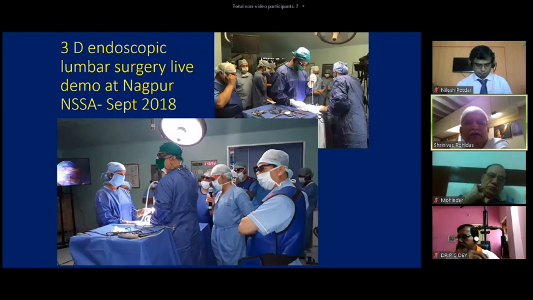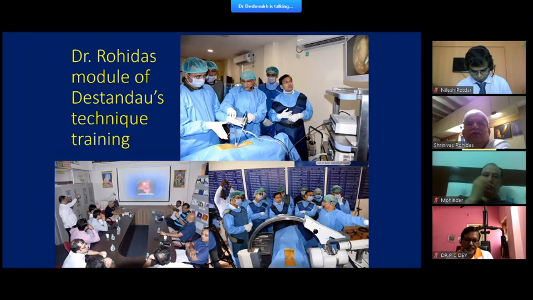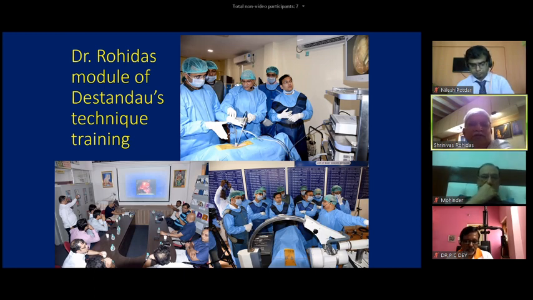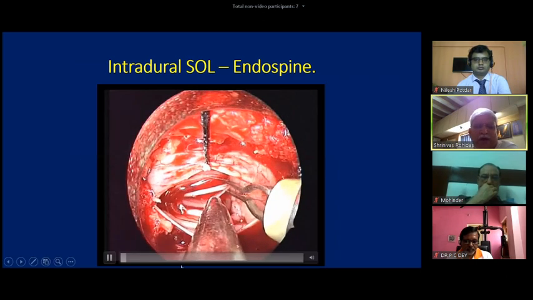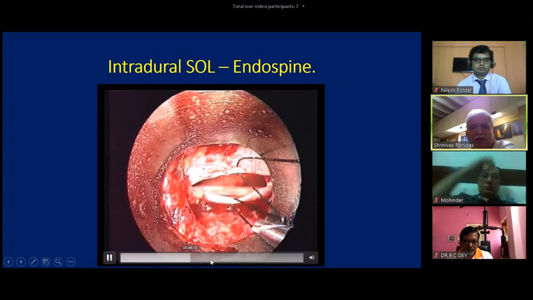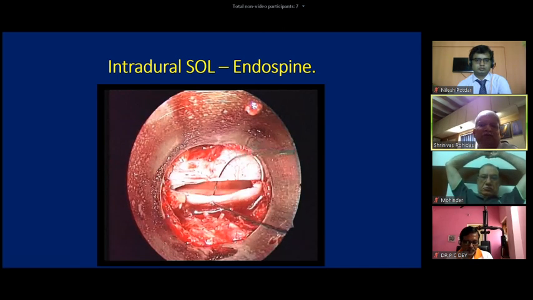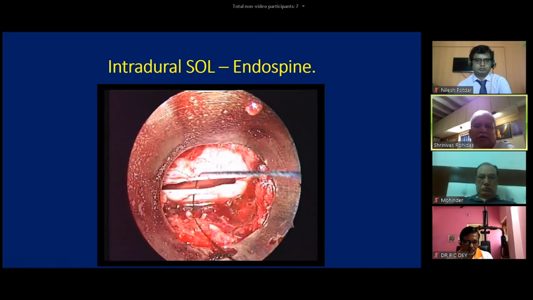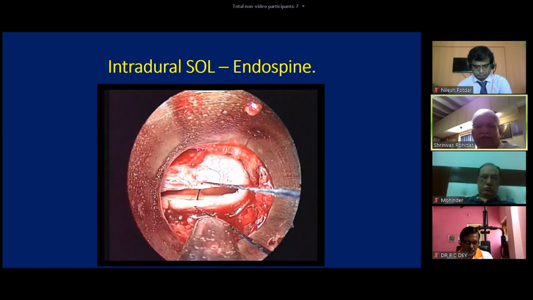And the intraoperative training is quite easy with the 3D endoscope and the 3D anatomy. We conduct workshops like this. One-to-one teaching is there. And this is about the closure of the dura. My two colleagues, Dr. Mohinder and Dr. PC Dey, they will be able to show the complications like dural tear and puncture, and how to treat them.